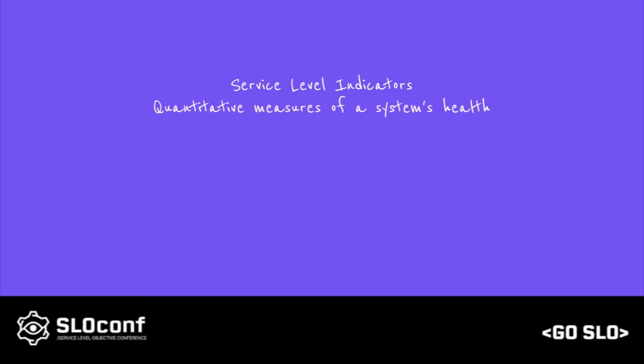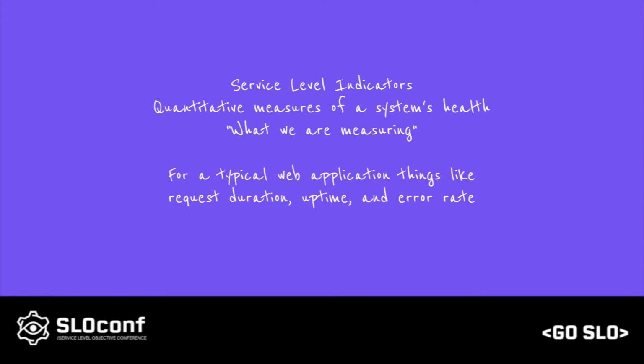So let's talk a bit about service level indicators and service level objectives. Service level indicators are quantitative measures of a system's health. To make it easy to remember, we may think of it as what we are measuring. If we, for instance, try to come up with some SLIs for a typical web application, we are likely to end up with things like request duration, uptime, and error rate.